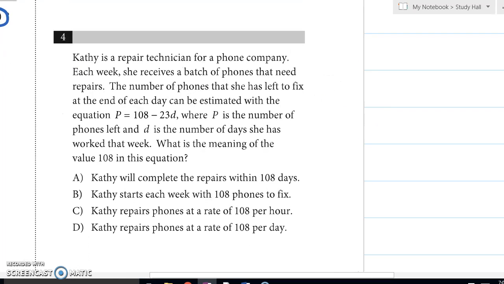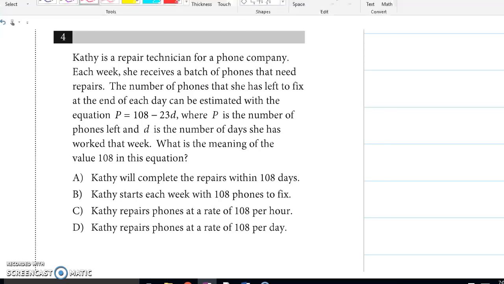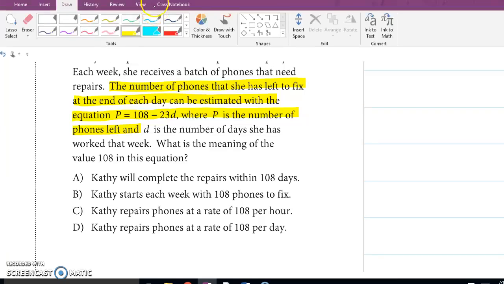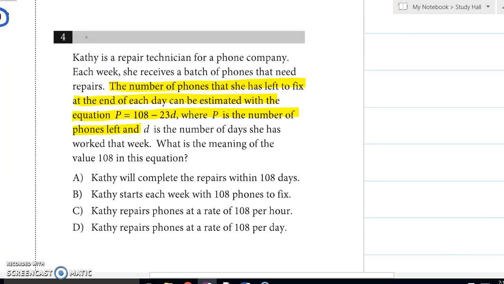Okay, and number 4. Kathy is a repair technician for a phone company. Each week, she receives a batch of phones that need repairs. The number of phones that she has left to fix at the end of each day can be estimated by the equation. So this is important because it really tells you what is being modeled here, where P is the number of phones left. So at the end of the day, whatever P is, that's how many phones she has left. And D is the number of days she has worked that week. What is the meaning of the value 108? So we have the equation P equals 108 minus 3D.